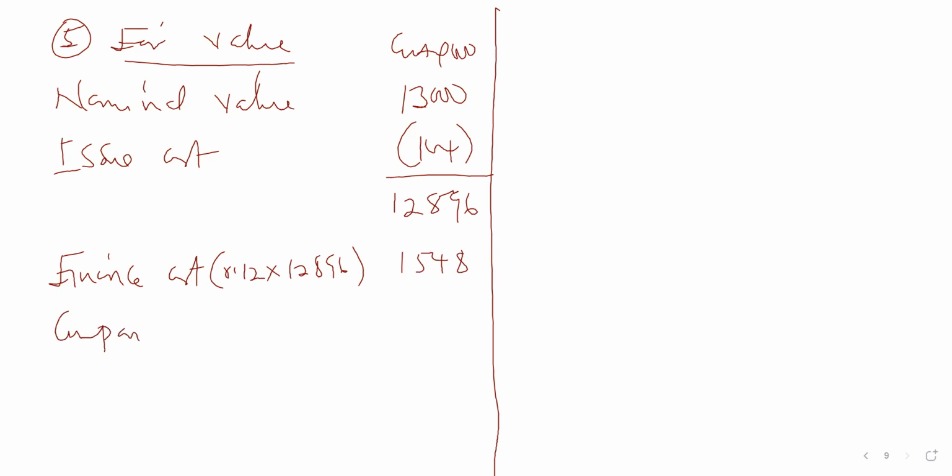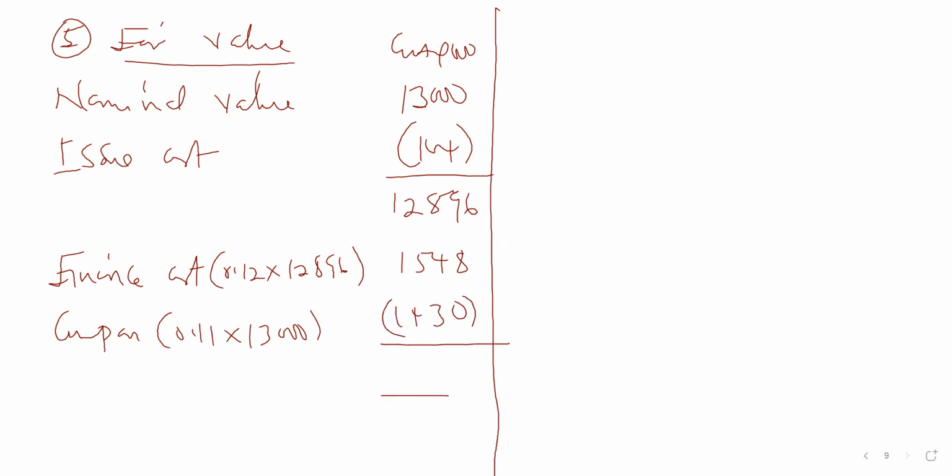Then what will happen? The company will now receive the coupon. They will pay them the coupon, 0.11 times the 13,000. The coupon is the actual interest relating to the instruments. So that will give us how much? 1,430. So this will reduce.